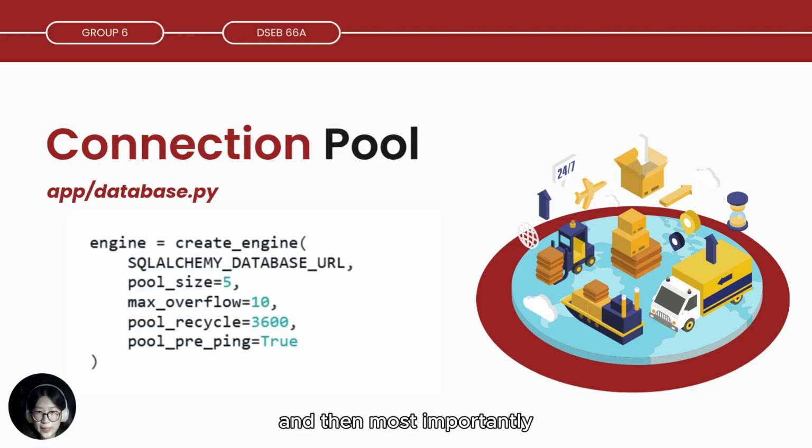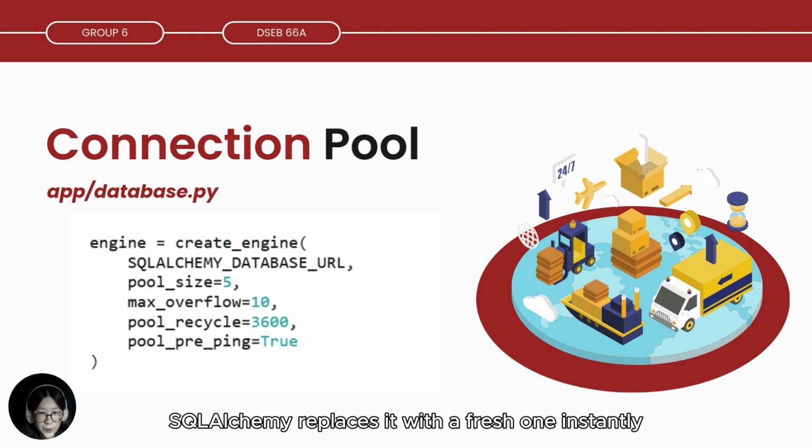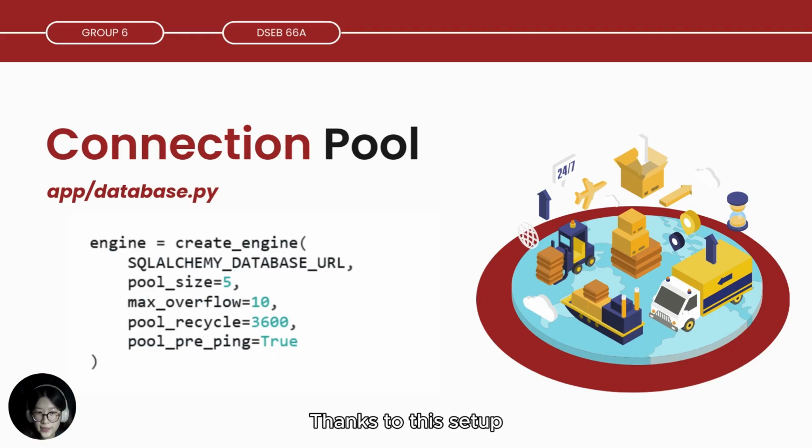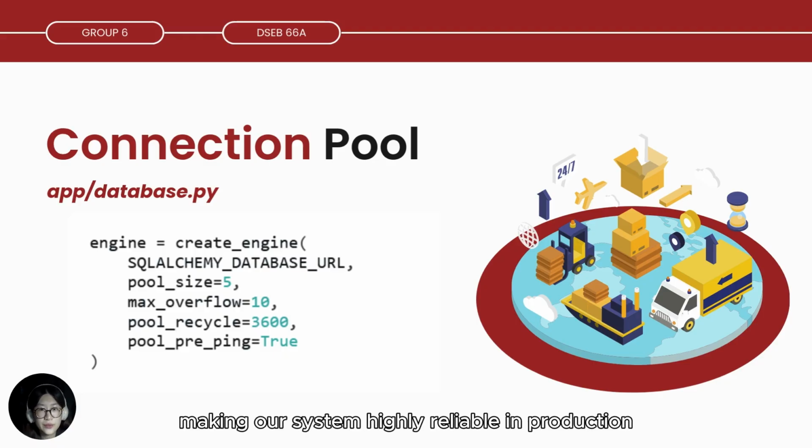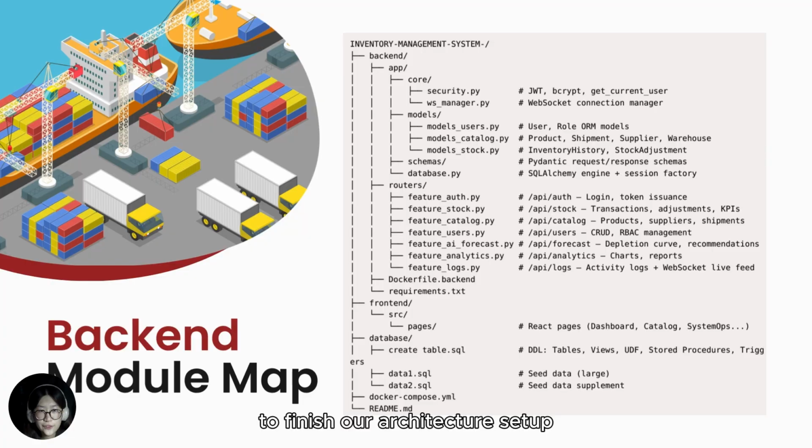And then, more importantly, pool_pre_ping equals true. This is our safety net. Every time the system grabs a connection, it runs a quick test query to check its health. If the connection is dead due to a cloud timeout, SQLAlchemy replaces it with a fresh one instantly. Thanks to this setup, AgileStock completely avoids the famous MySQL has gone away error, making our system highly reliable in production. To finish our architecture setup, let's look at the backend module map.